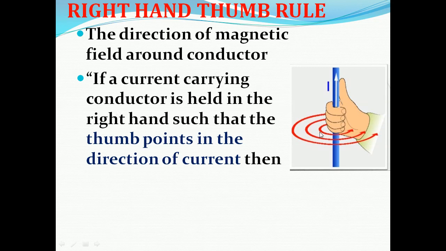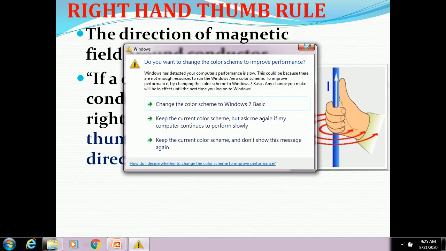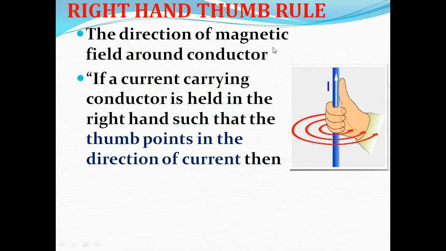So consider the current carrying conductor. If you are holding the current carrying conductor in your right hand, the thumb points in the direction of the current, according to the right hand thumb rule. So it will determine the direction of the magnetic field around a conductor.